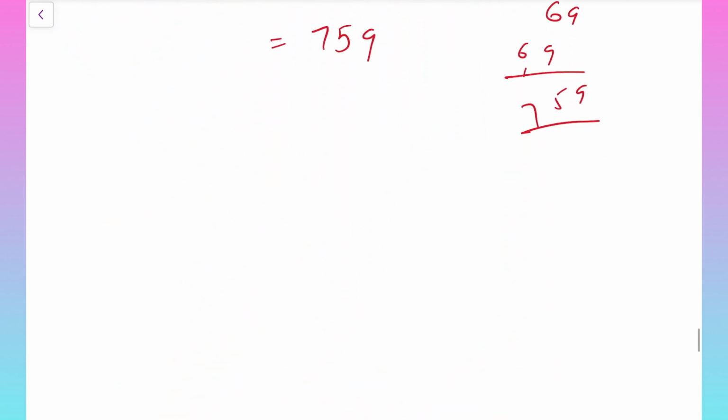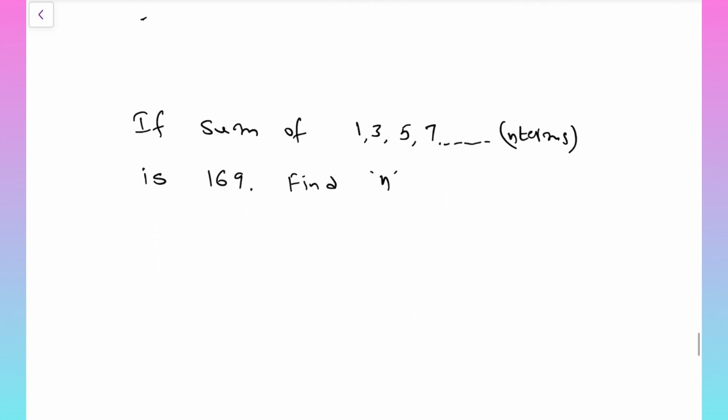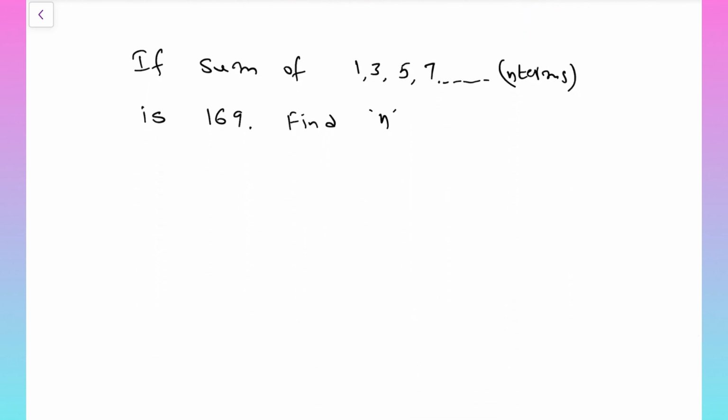Coming to the next question. If the sum of 1, 3, 5, 7 and so on till n terms is 169, then find the n value. So 1, 3, 5, 7, 9, 11, 13, if we continuously extend those, the sum is 169. We need to find out how many terms we need to add like that.